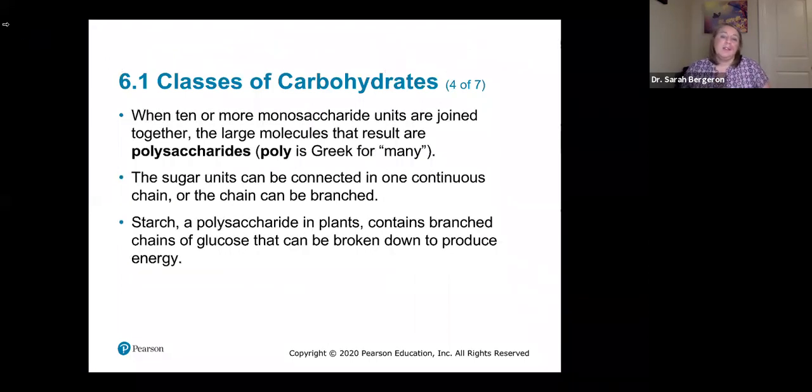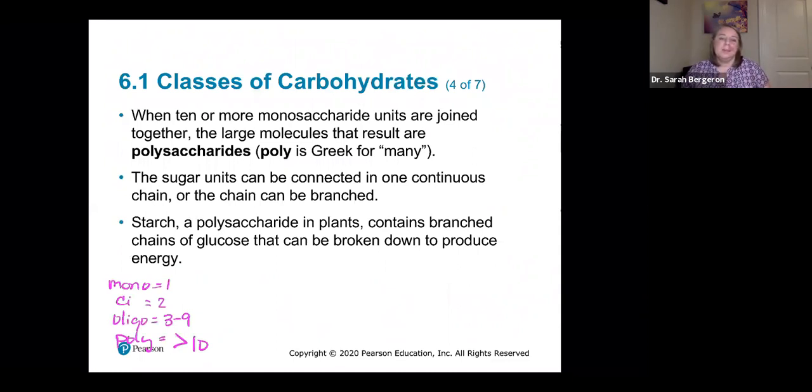All right, if you go more than 9, you get to 10. Now we're going to call it a polysaccharide. So here's for you to remember: mono is 1, di is 2, then you have oligo, which is 3 to 9, and then you have poly, which is greater than 10, right?